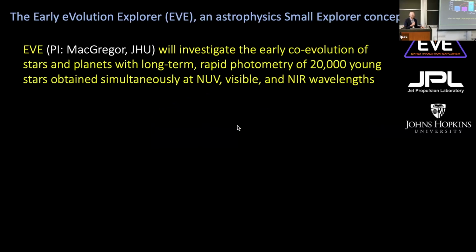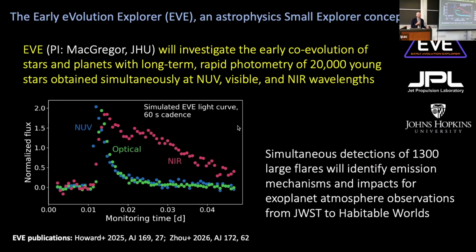And so for that, I want to introduce you to the Early Evolution Explorer, or EVE. EVE will investigate the early co-evolution of stars and planets with long-term, high-cadence photometry of about 20,000 young stars and nearby clusters obtained simultaneously at near-UV, visible, and near-IR wavelengths. And as one of the EVE science leads, it's my privilege to share that this data set will include simultaneous detections of more than 1,000 large flares in all 3 bands, such as this example simulated detection here.